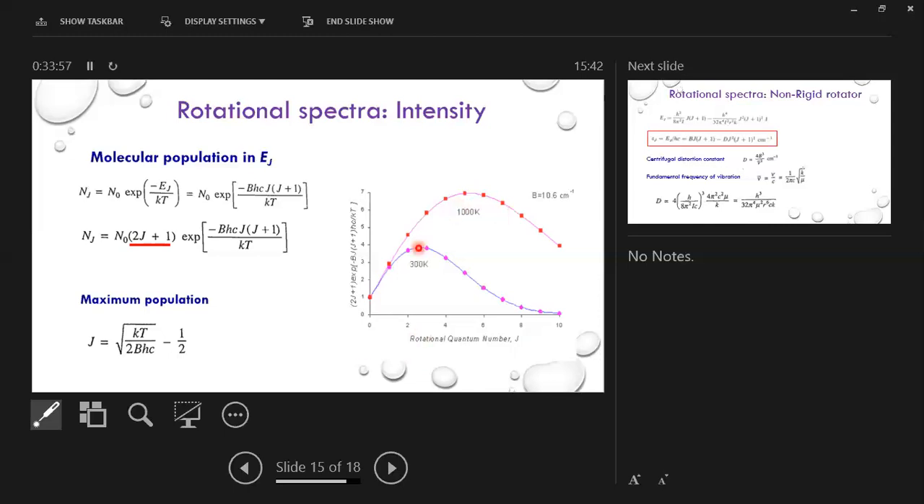So if we consider this temperature, 300 Kelvin, this is the J value for which the population is maximum. So how do we calculate this J value? We just differentiate this with respect to J and find the J value. You can also just take it as homework. It will come out like this. So this is the J value which corresponds to the maximum population, that is, this J value will contain the maximum number of molecules. Okay.